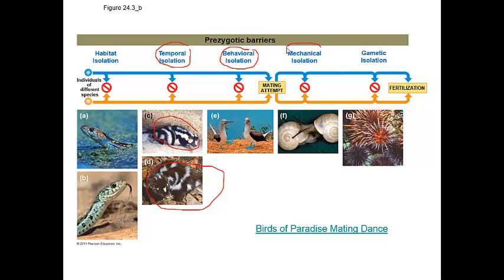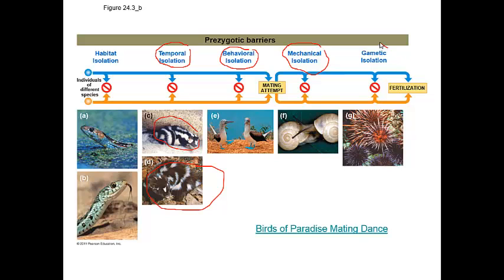Mechanical isolation is when the physical reproductive parts do not line up. Here you see 2 different species of snail, and if you look at the direction of the spirals on their shell, the spirals go in different directions, and as a result, their genital openings are going to be in different locations, preventing the 2 different species from being able to mate.